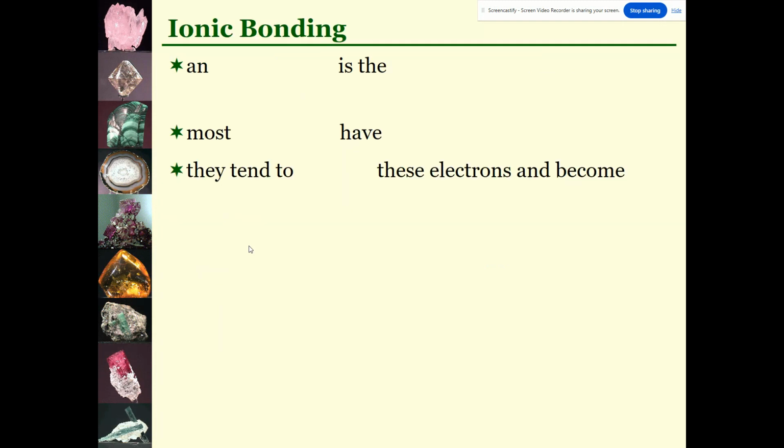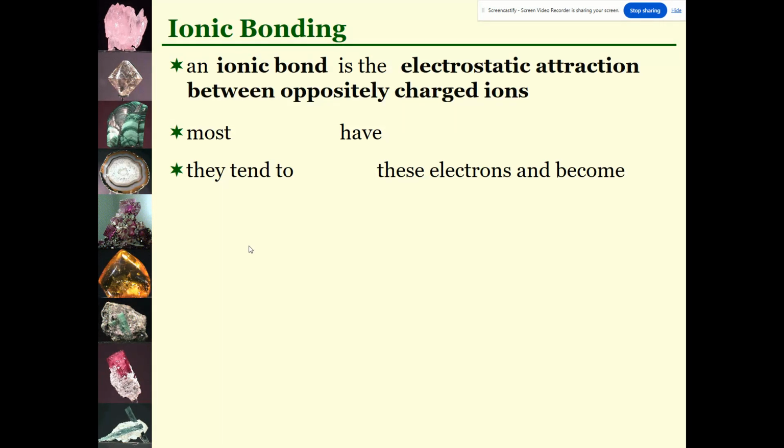Okay, so let's look at ionic compounds. Now, this, first of all, is the definition. Definitions are really important in Chem 20, and you have vocab lists to complete. An ionic bond is the electrostatic attraction between oppositely charged ions. So I have a cation coming from my metal and an anion from my nonmetal.